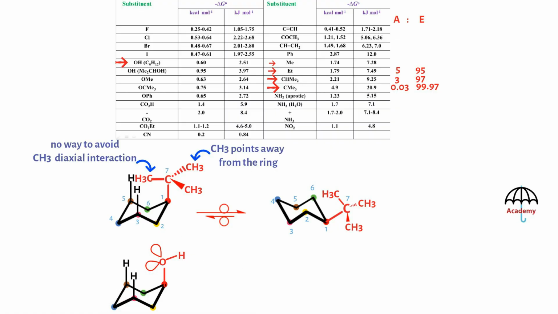Alternatively, the OH bond can rotate and point away from the interior of the ring, such that lone pairs are pointed onto the ring and there is very little interaction with the axial CH bonds. Thus OH has significantly smaller A value than CH3. And this energy difference corresponds to the ratio of 82:18 for equatorial to axial hydroxyl group.